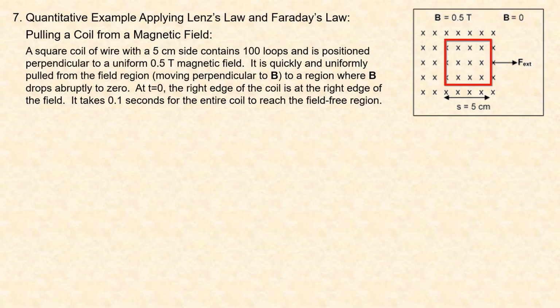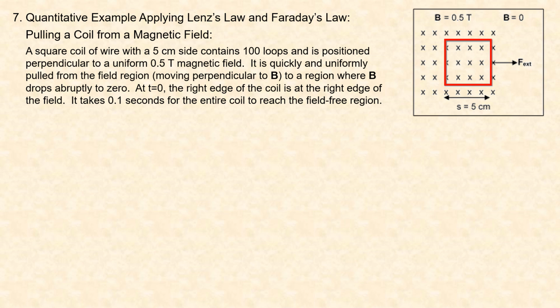So we are now going to take a look at a more quantitative example where we apply Lenz's law and Faraday's law. So in this example, this involves pulling a coil, a square coil, from a magnetic field. So we're told that a square coil of wire, 5 centimeters on a side, containing 100 turns or 100 loops, is positioned perpendicular to a uniform 0.5 Tesla magnetic field. It is quickly and uniformly pulled from the field region, moving in a direction perpendicular to the field itself, into a region where the magnetic field drops abruptly to zero.